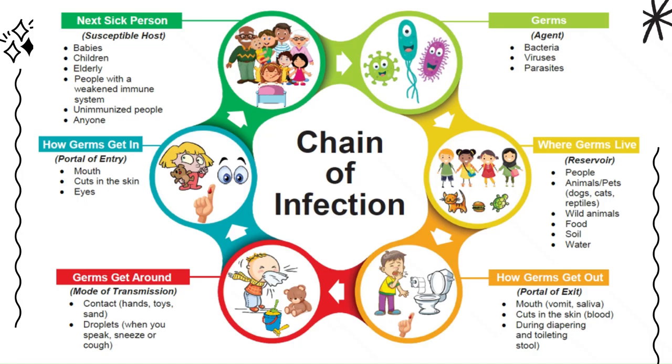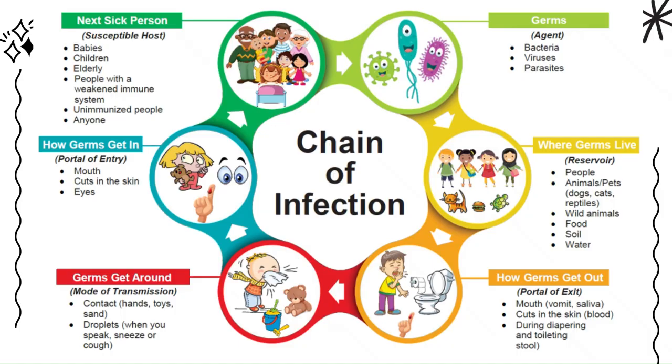First, the infectious agent. This is the germ or disease-causing organism like a virus, bacteria, fungus, or parasite. It is the starting point of infection, for example, the coronavirus that caused COVID-19. The next one is the reservoir. This is where the germ lives and grows. It can be a person, animal, food, water, or even soil. For example, a person who is sick with the flu or a puddle of dirty water where mosquitoes breed.